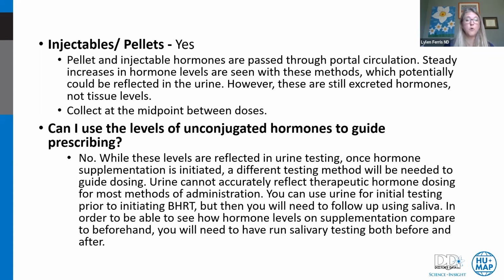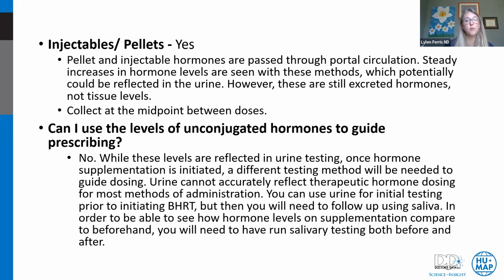So the take-home question here: can I use the levels of unconjugated hormones in urine to guide prescribing? My answer is no. While these levels are reflected in urine testing, once hormone supplementation is initiated, a different testing method will be needed to guide dosing. Urine cannot accurately reflect therapeutic hormone dosing for most methods of administration. You can use urine for initial testing prior to initiating BHRT, but then you'll need to follow up using saliva.